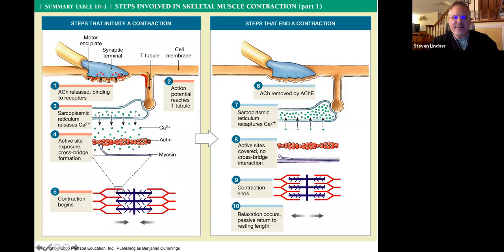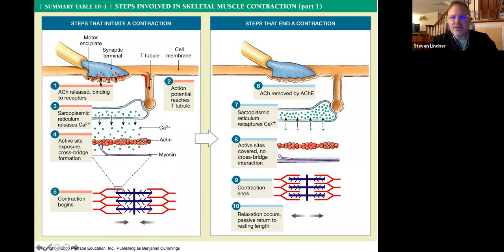What do we have at the end of the axon? These are vesicles that contain a neurotransmitter. What's the name of the neurotransmitter that's always found at the neuromuscular junction that is always excitatory? ACh, acetylcholine. So that's released via exocytosis, right? It opens up, releases its contents. Where is it released? In the synaptic cleft. What's the synaptic cleft? The space between the axon and the muscle.